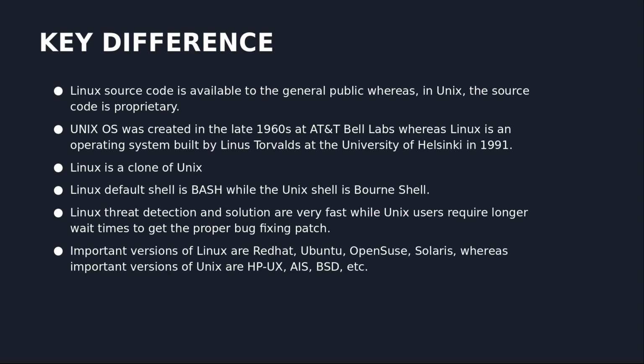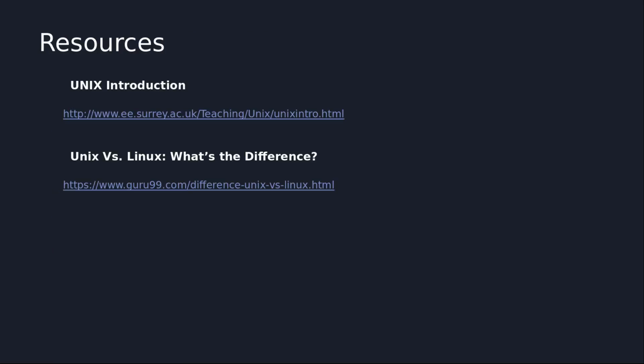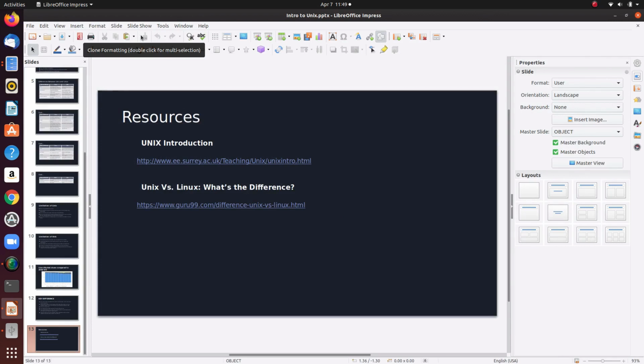And finally, the important versions of Linux are Red Hat, Ubuntu, OpenSUSE, Solaris, whereas important versions of Unix are HP-UX, AIX, BSD, etc. So that is our intro to Unix.